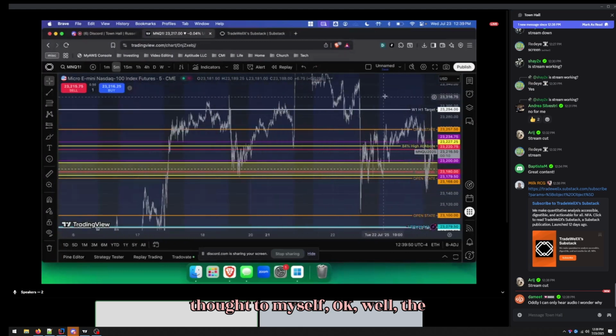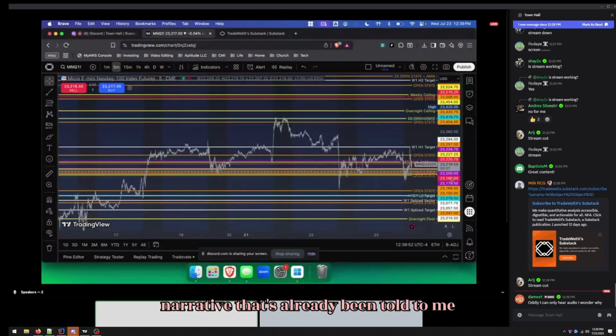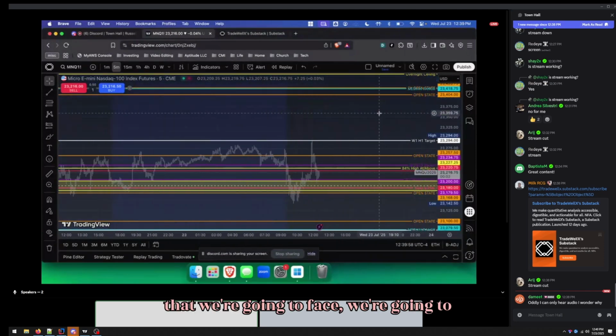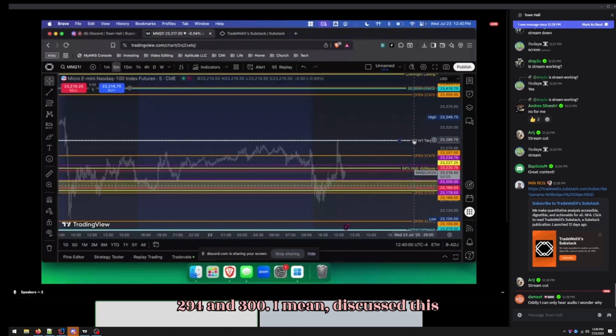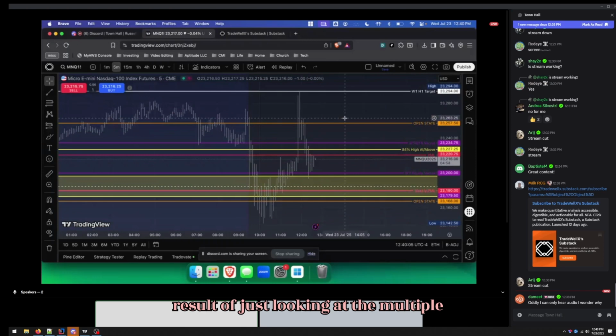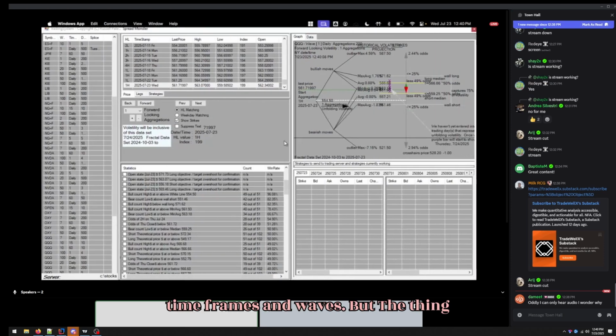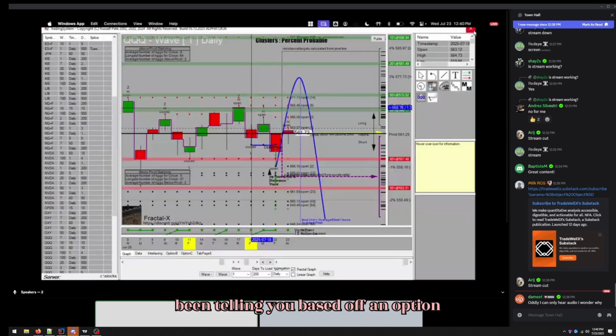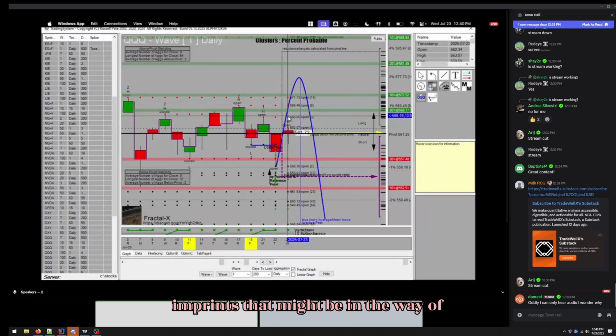And I thought to myself, okay, the narrative that's already been told to me by the market is that we're going to face quite a challenge to even get beyond 294 and 300. I discussed this yesterday in live charting, and that's a result of looking at the multiple time frames and waves. But the thing is, you've got to contextualize the statistics with everything else that the fractal's been telling you based off of option analyzer and the fractal charts, the imprints that might be in the way of getting to a particular statistical level.